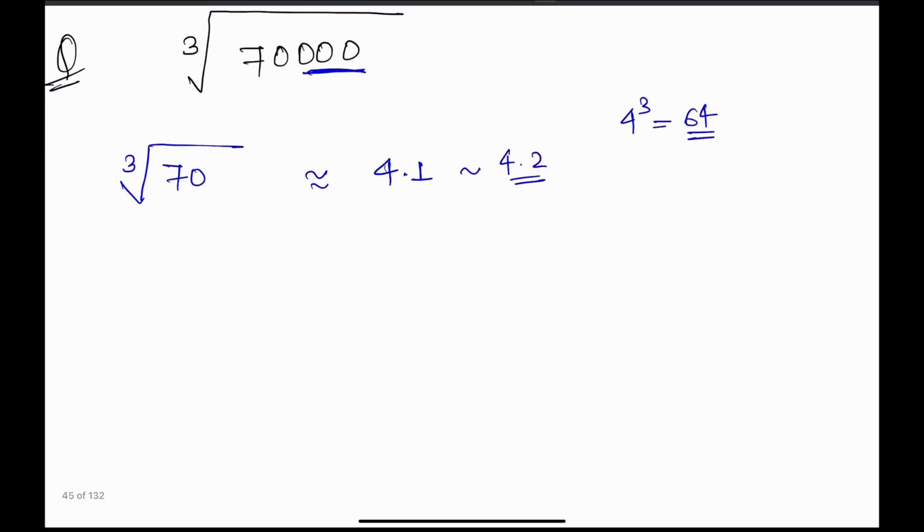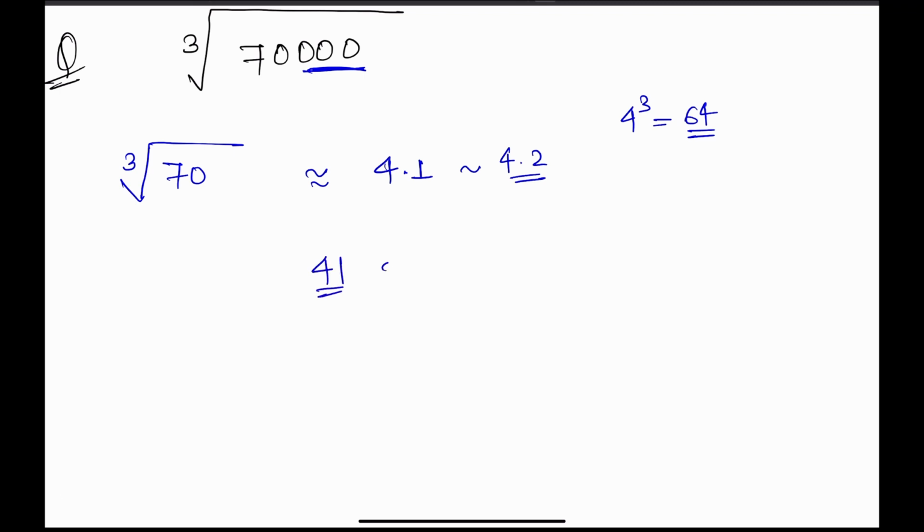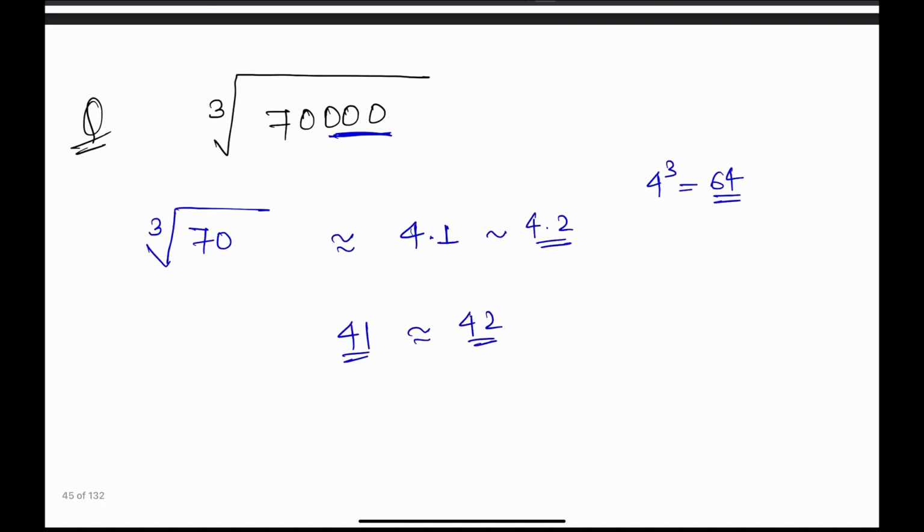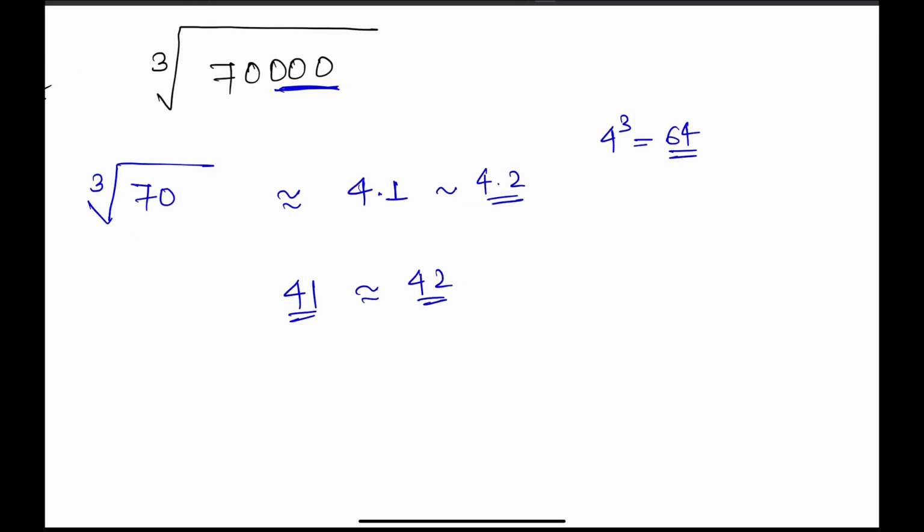So we can say that the value of this one will be either 41 or between 41 and 42, the cube root of 70,000. Okay, let's try to solve one more question. If someone is interested, what is the value of this one if we find it from the calculator? The value is approximately 41.21.